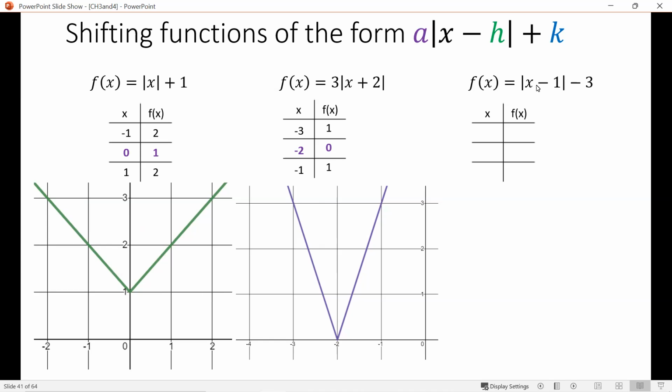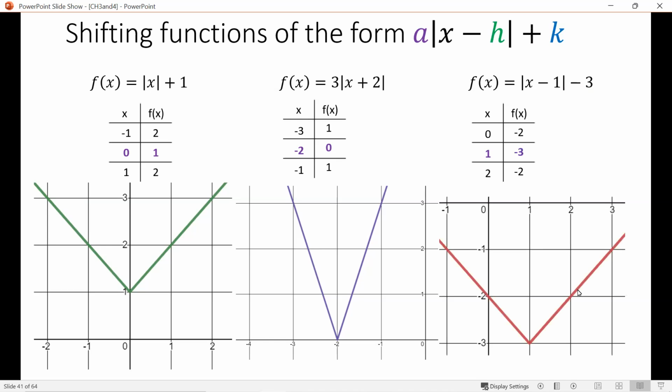In this third example, we've got an x - 1 inside of our absolute value bars. So our h is a +1, saying we're going to shift to the right by 1. And then we subtract 3 at the end, meaning we're going to shift down by 3. So we're going to go over and down. Indeed, instead of being at 0, 0, we go to the right by 1 and down by 3.